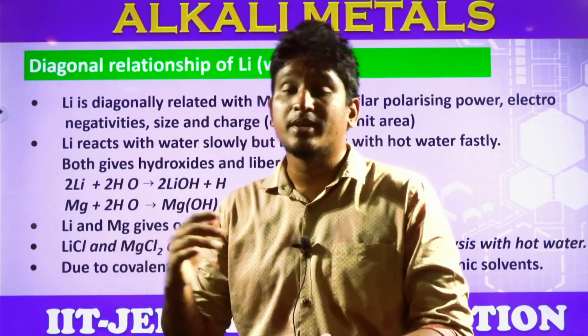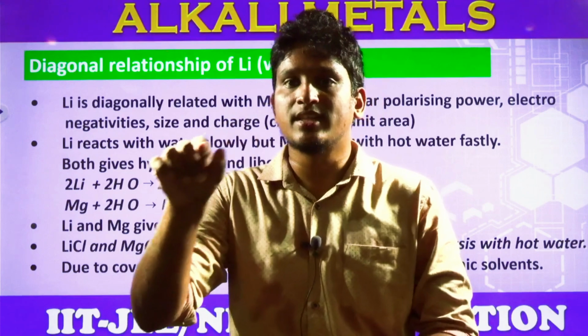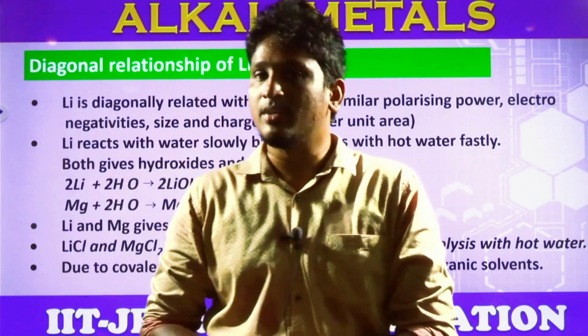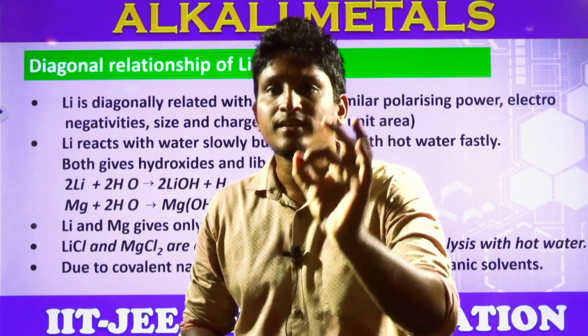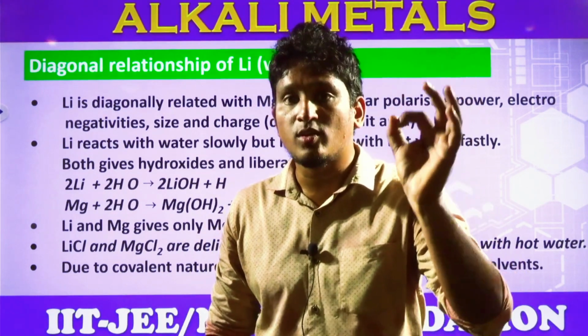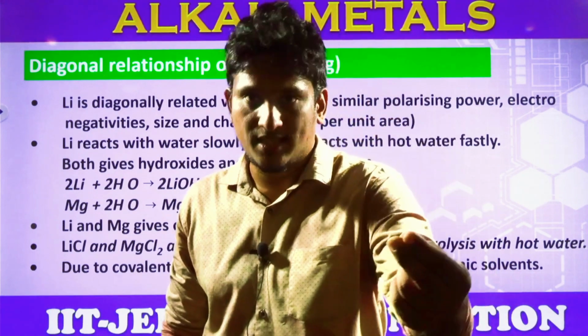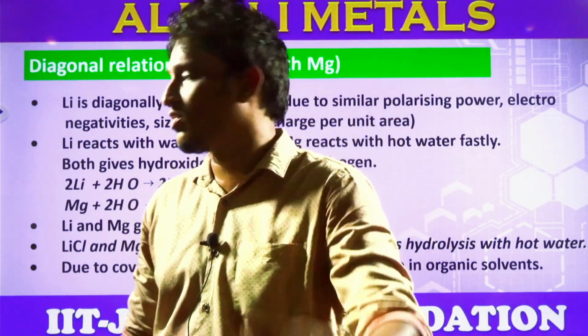Same thing happens with magnesium chloride also, like MgCl2.8H2O. That means 8 water molecules are attracted towards magnesium chloride. This is called water of crystallization, the number of water molecules per unit formula of salt. That nature is called deliquescency, attraction towards the water molecules.